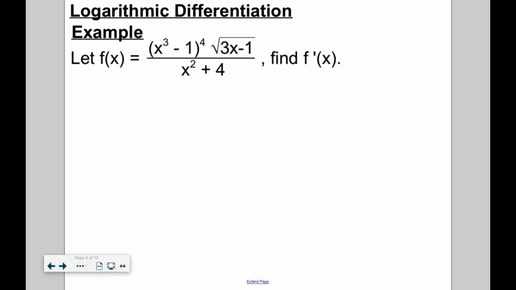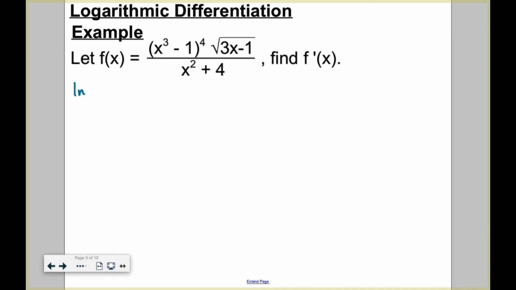So we want to use logarithmic differentiation to take the derivative of x cubed minus 1 to the fourth times the square root of 3x minus 1 all over x squared plus 4. Alright, so if you notice, we can't use any of our logarithmic properties here because there are no natural logs. So what we're going to do is we're going to take the natural log of both sides of this function.